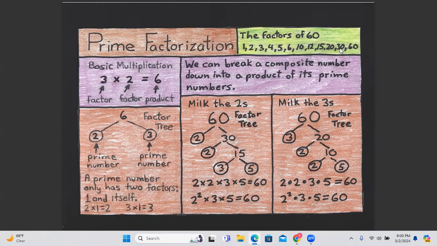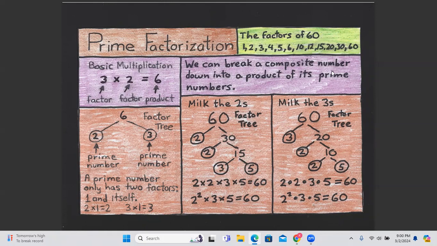Well, here's why they are factors, because when we multiply the 1 times the 60, we get 60. The 2 times the 30 will get 60. 3 times 20 will equal 60. 4 times 15 will give us 60. 5 times 12 will equal 60. And 6 times 10 will give us 60. And this is why 60 has all these factors to it.